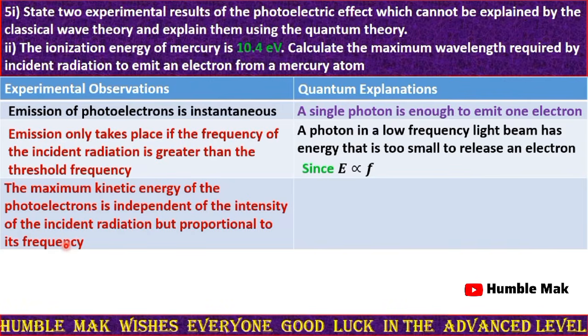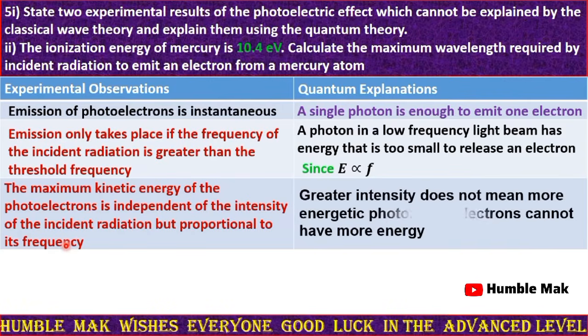So the quantum explanation simply suggests that greater intensity does not mean that the photons are more energetic. So the electrons cannot have more energy. They all have a maximum energy, in which increasing the intensity of that light will not alter the kinetic energy, but it will rather increase the amount of electrons emitted per unit time. Okay, so that is it. These are the observations, these are the quantum explanations.